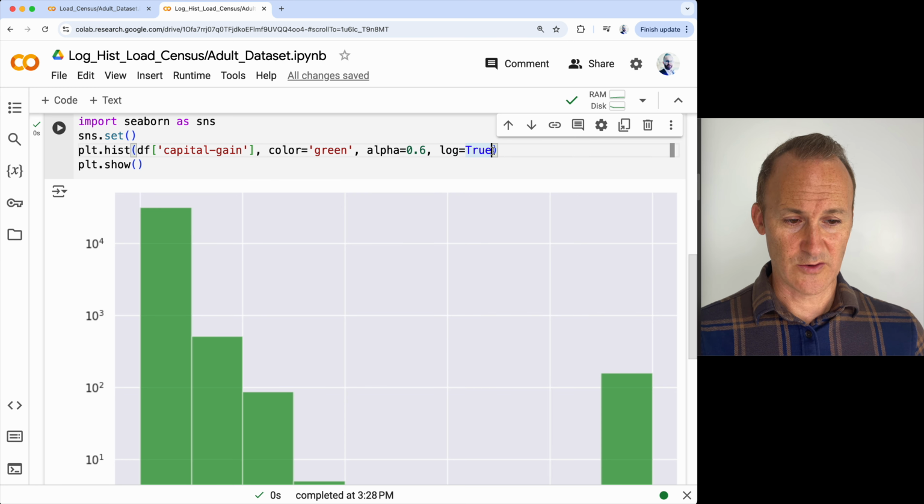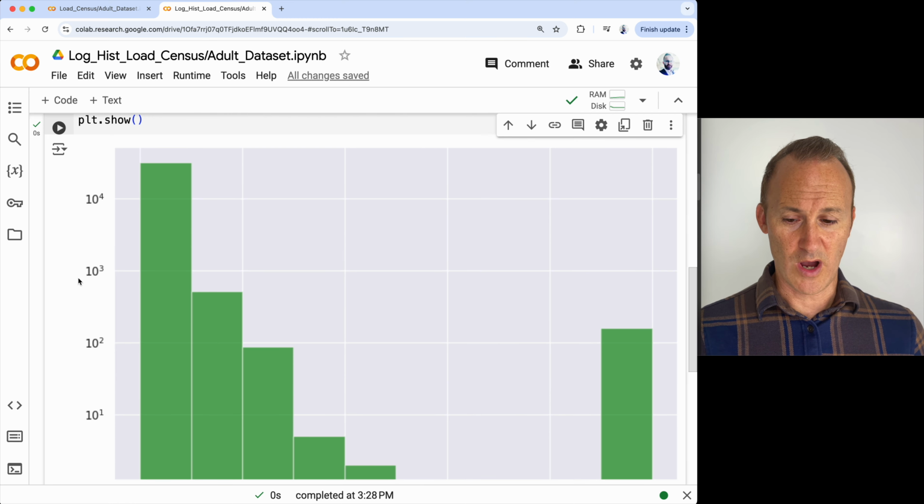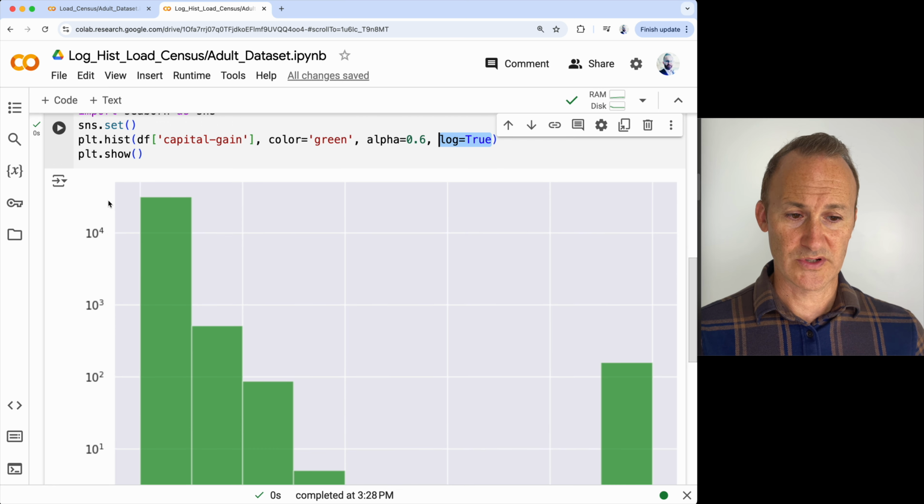All I would say is that when you do this, you should highlight the log as a part of the title if you're going to publish the histogram. So maybe call it a log histogram. That way you can draw people's attention to the Y column, going up by powers of 10, because that is a different distribution of the data than most histograms show.